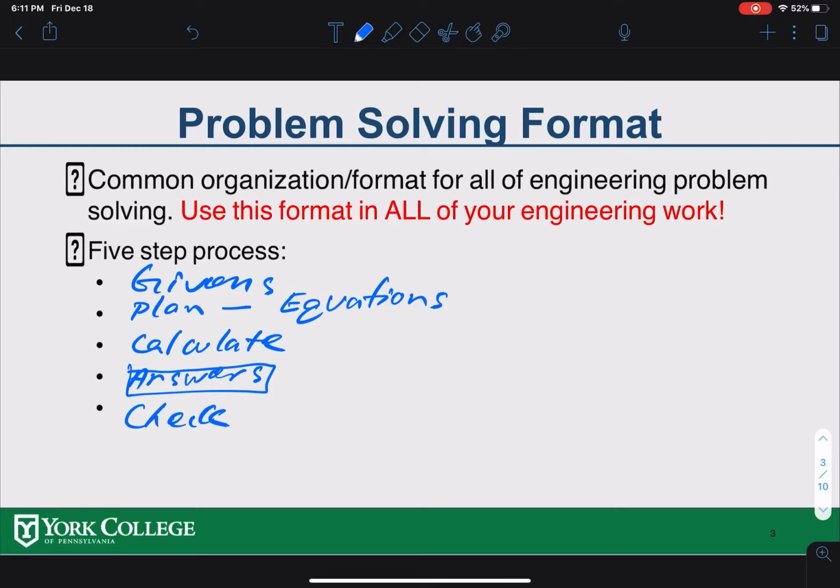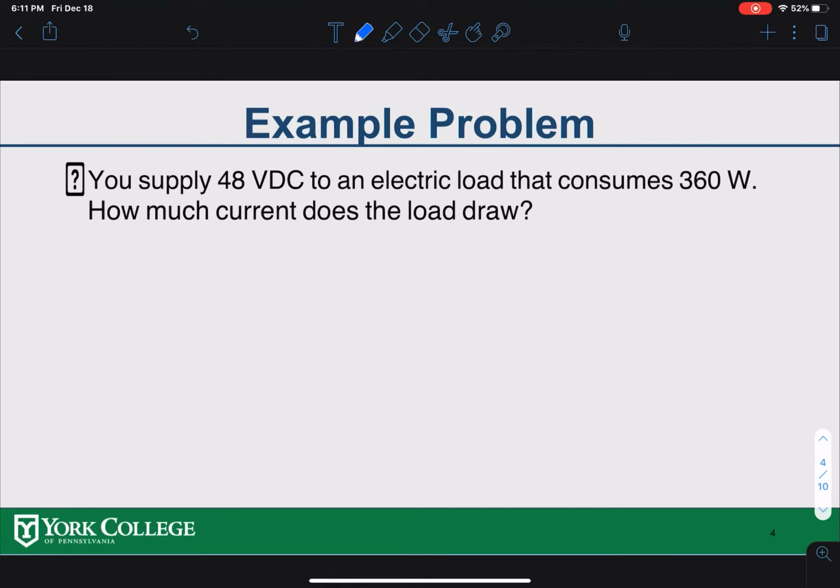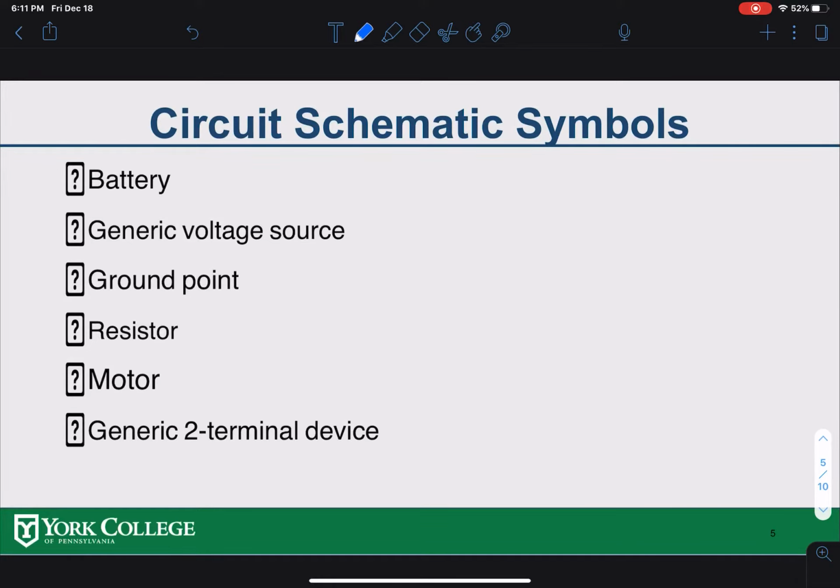So in your homework solutions or in exams, I want you to follow these 5 steps. Sometimes you don't have to write them out as givens, plan, calculate, answer, check, but if I can see them in your work, that should be enough. We're going to solve this problem in the class, so we're going to avoid that for now. Now we're going to go through some symbols that we use in our circuits.